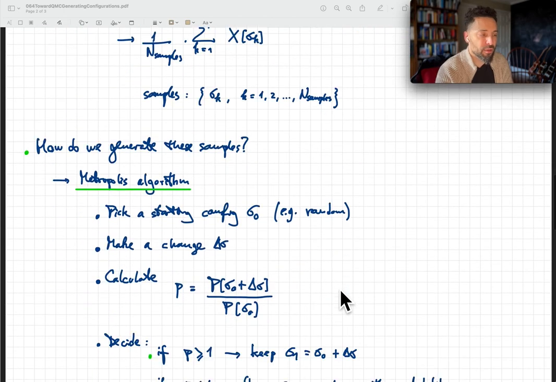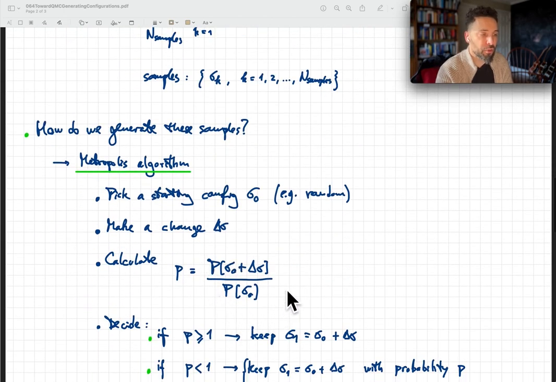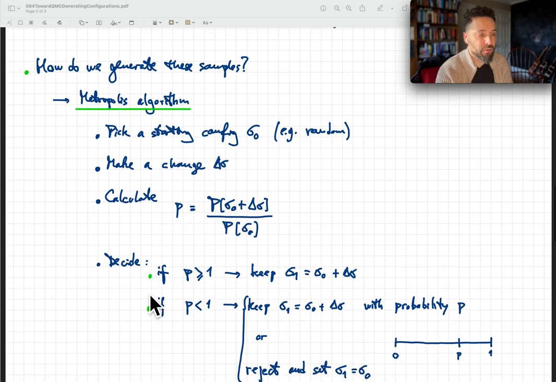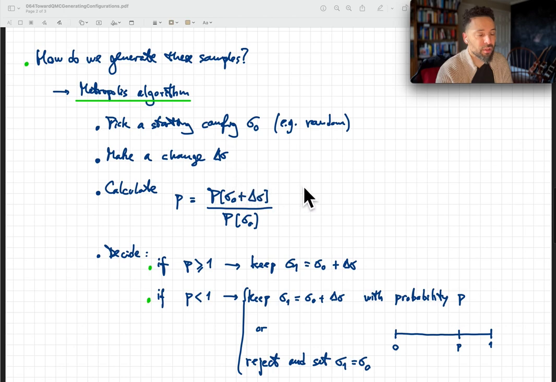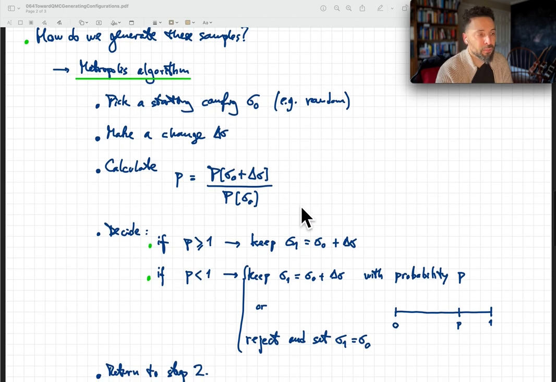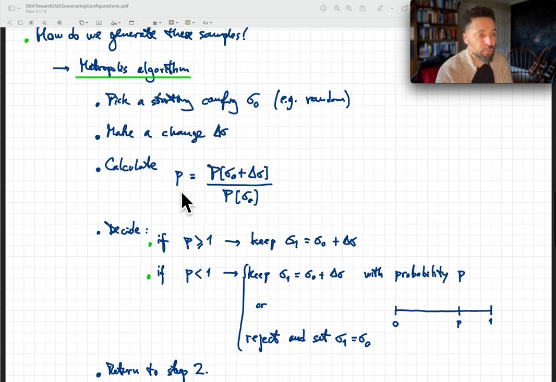So once you have this ratio of probabilities, then you can decide if you accept this change in sigma 0 or not. And so if this quantity little p is greater or equal to 1, then you keep that sigma 1. You keep sigma 0 plus delta sigma, and you call that sigma 1.